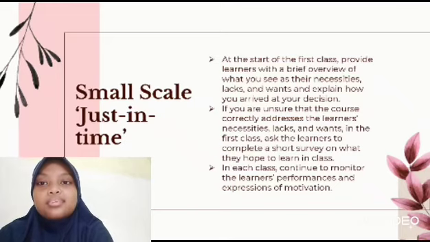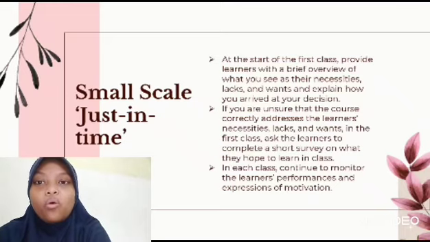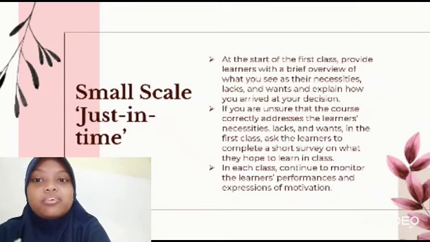Okay, the next, small-scale just-in-time. The fifth is at the start of the first class, provide learners with a brief overview of what you see as their necessities, likes, and wants, and explain how you arrived at your decision. The sixth, if you are unsure whether the course correctly addresses the learners' necessities, likes, and wants in the first class, ask the learners to complete a short survey on what they hope to learn in class. And the seventh, in each class, continue to monitor the learners' performance and expression of motivation.